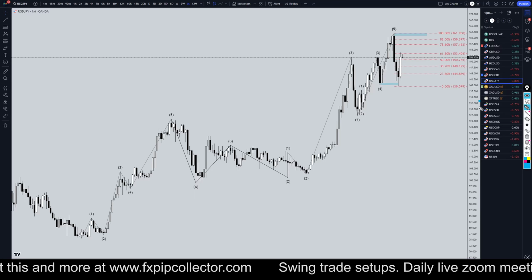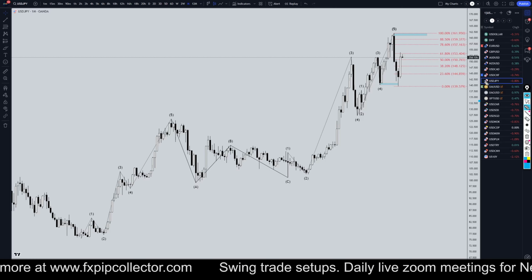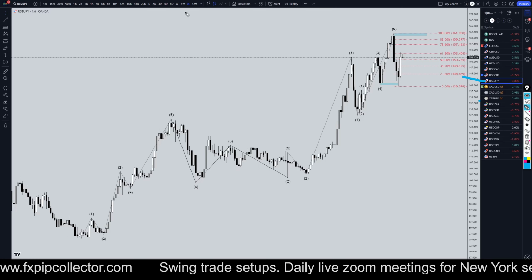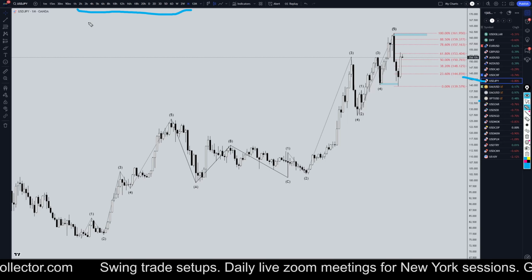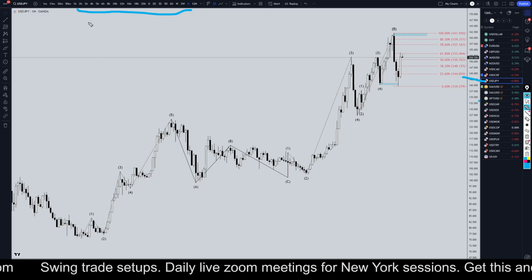Today is Monday, November 4th, and I'm going to be analyzing the US dollar yen, starting on the monthly, working my way all the way down to the 1 hour time frame for the full top-down analysis.